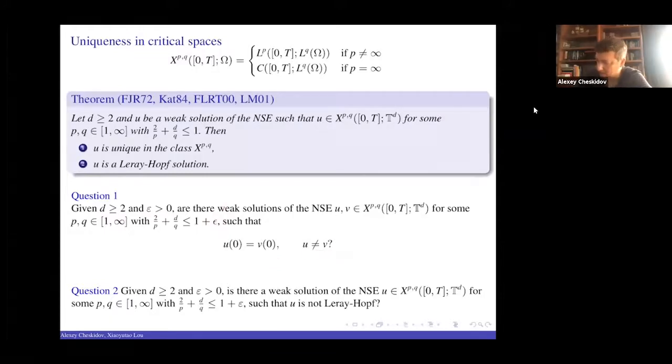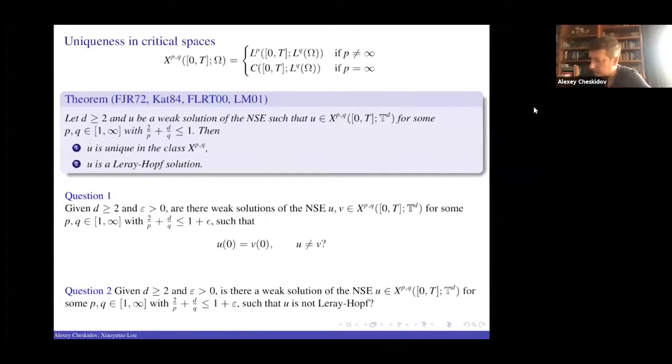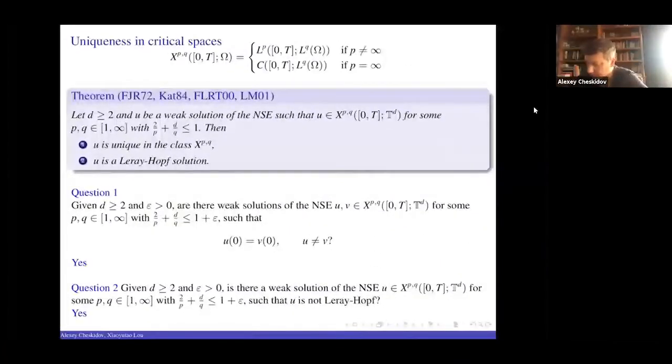And the second question that one might ask is whether there are non-Lorentz-Hopf solutions on the borderline of the producing class. So again, given D and epsilon, is there a weak solution, which is right on the borderline of the producing class, such that U is not Lorentz-Hopf? And both answers are yes, and that's what I'm going to try to explain in today's talk.